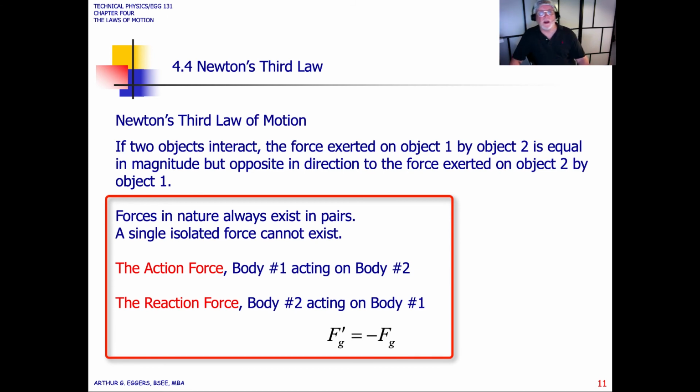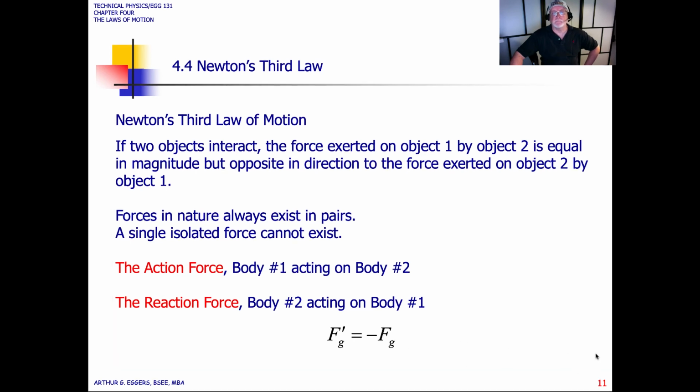In nature, the laws of attraction apply here on micro and macro scales. The action force of body 1 acting on body 2 creates a reaction force, body 2 acting on body 1. So you'll notice mathematically when we talk about gravitational force, we've got some gravitational force that we call force prime, F', is equal to the negative of the original force of gravity, F.